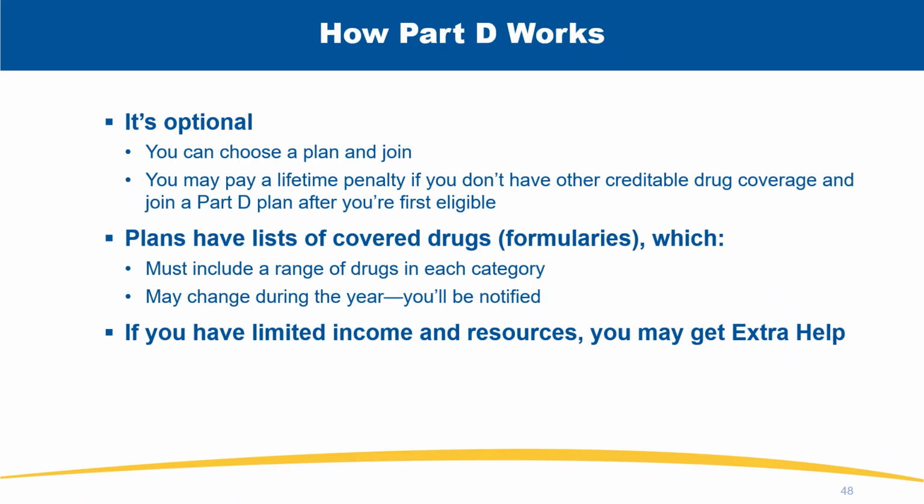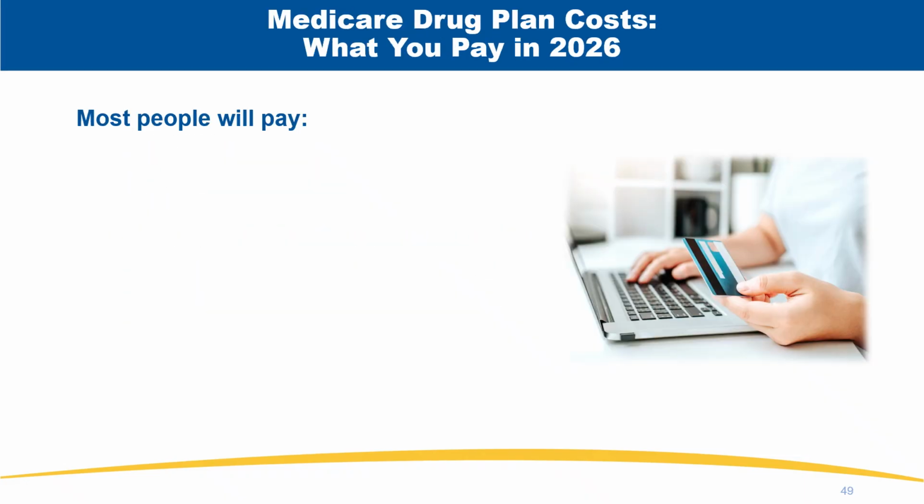You may pay a lifetime penalty if you don't have other creditable drug coverage and join a Part D plan after you're first eligible. Plans have lists of covered drugs, also known as formularies, which must include a range of drugs in each category, and may change during the year. You'll be notified. If you have limited income and resources, you may get extra help. And we'll get into what extra help is later on in the slides.